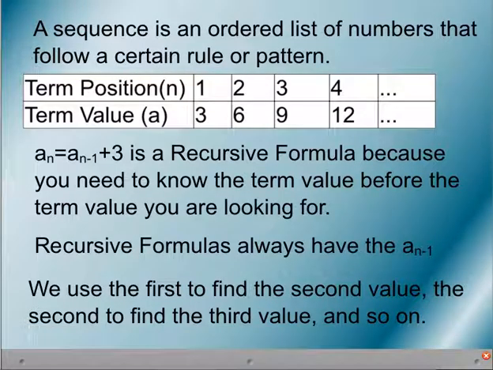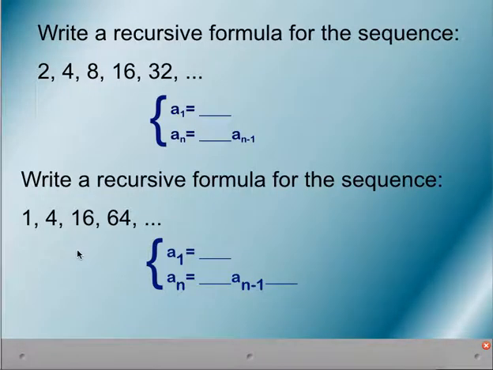Let's try it again. Let's try it on these ones. We have 2, 4, 8, 16, 32. Well, we have a pattern of times 2. We do it to everything, times 2. So my a sub 1 is 2, and then we would say a sub n equals 2 times a sub n minus 1. And we could try this out.